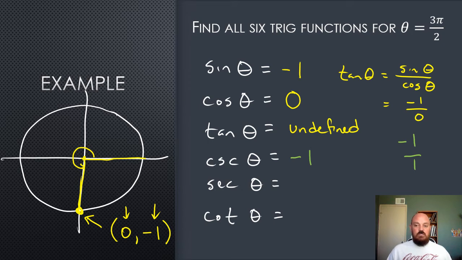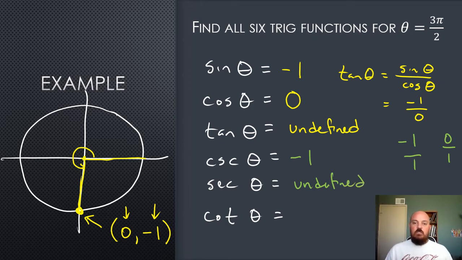Now, the last 2 are interesting because cosine is 0. And you think, okay, well, what's the reciprocal of 0? Let's kind of do the same thing here. Let's say if cosine is 0, I could think of that as 0 over 1. Well, if I flip a 0 over 1, I get 1 over 0, which is undefined.